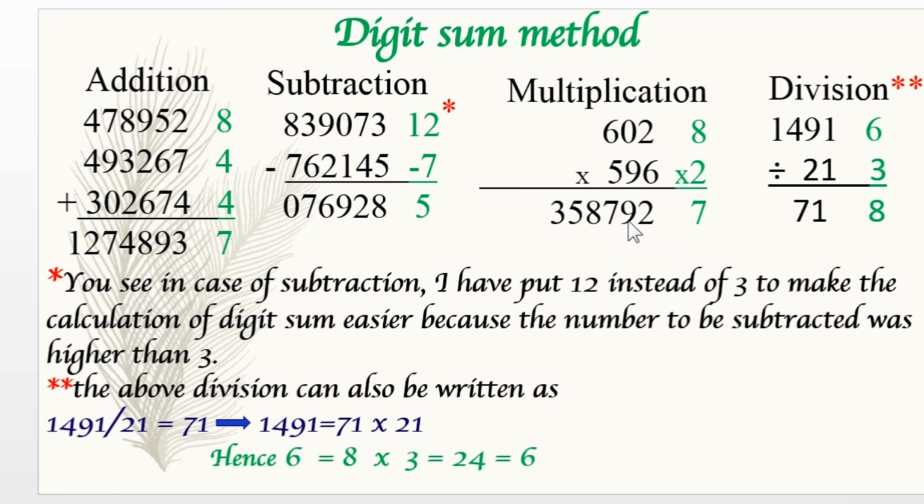And let's see here. So 2 plus 7 is 9, 9 gone. 8 plus 5 is 13, and 3, 16. 1 plus 6 is 7. So hence this multiplication is also correct.